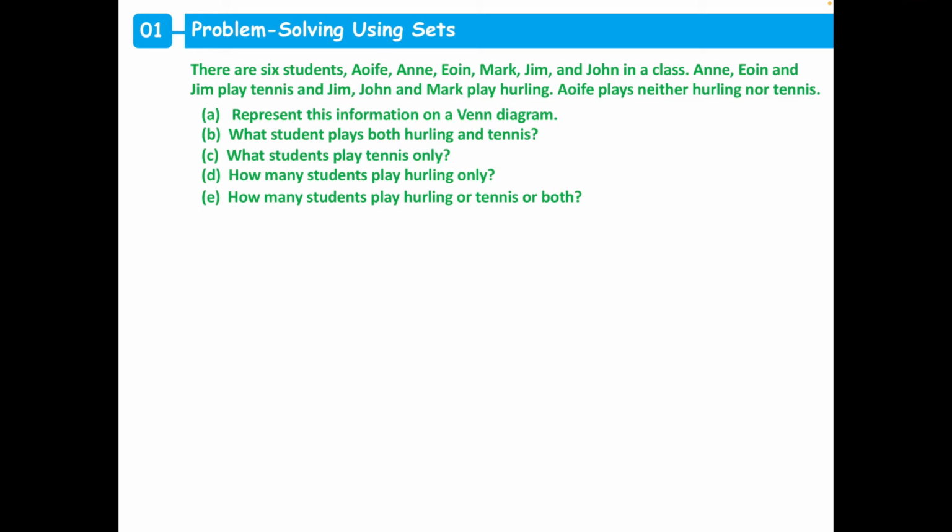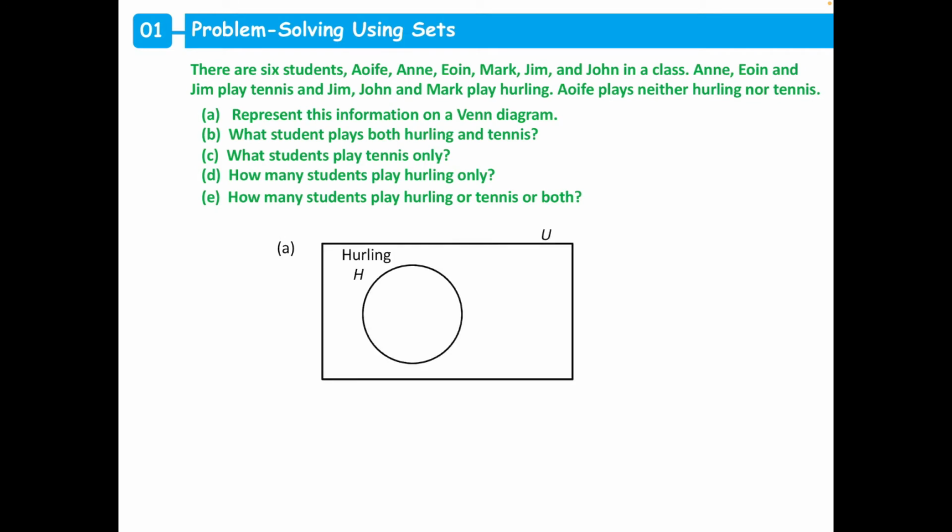The first thing that we need to do here is draw our Venn diagram. So we put in our universe, and in our universe we have 2 sets, hurling and tennis. From here I need to add my students. The first student I'm going to add is a student that plays both hurling and tennis. This is Jim. When you add a student, cross them off so you know not to include them again. Jim goes in the intersection as he plays both.